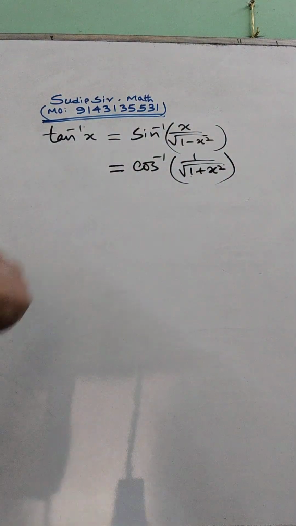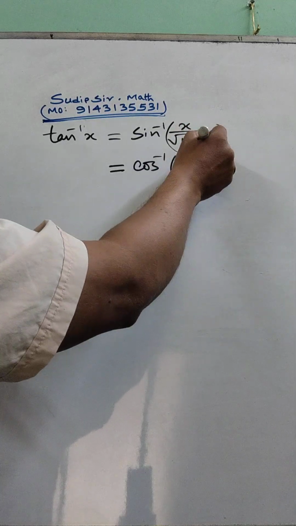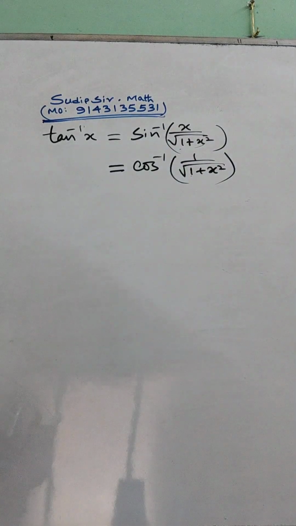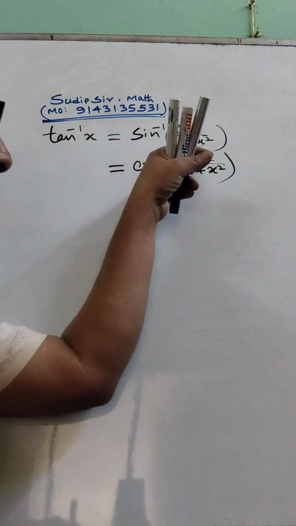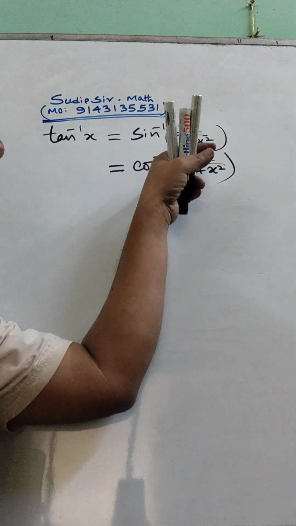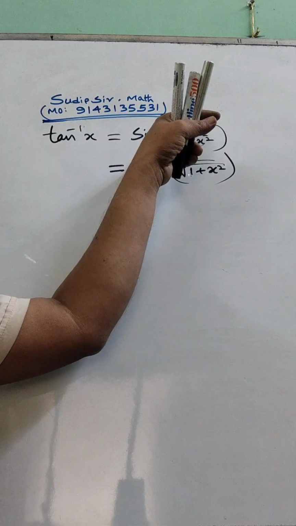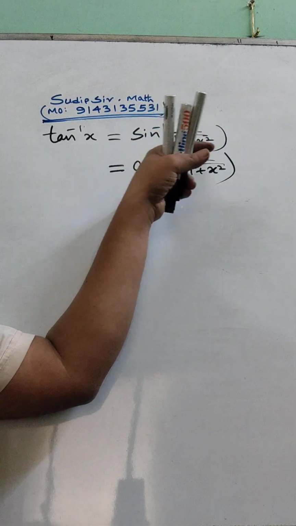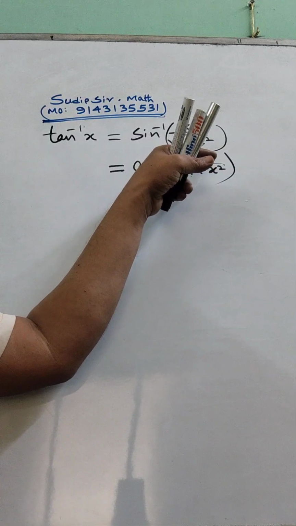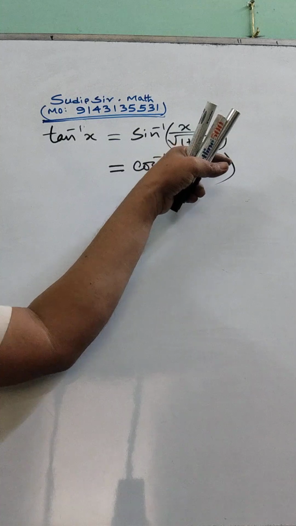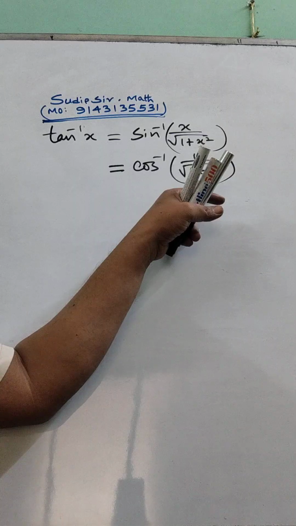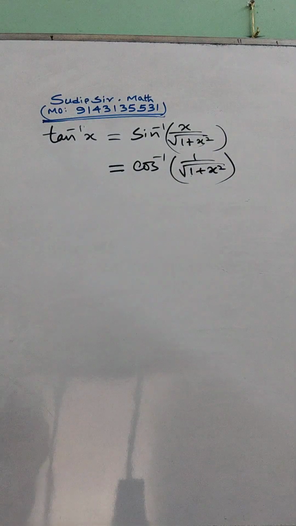this. And this will also be x by root over 1 plus tan square. Since 1 plus tan square theta equals sec square theta, that is sec theta, and this is tan theta by sec theta, that will be sin theta. That's why it will be sin inverse x by root over 1 plus x square, remember it. Cos inverse 1 by root over 1 plus x square.